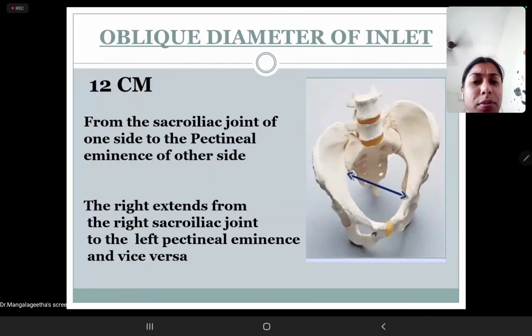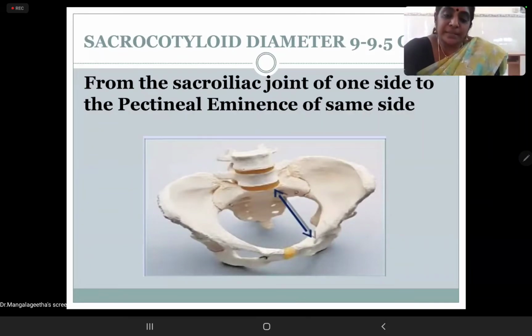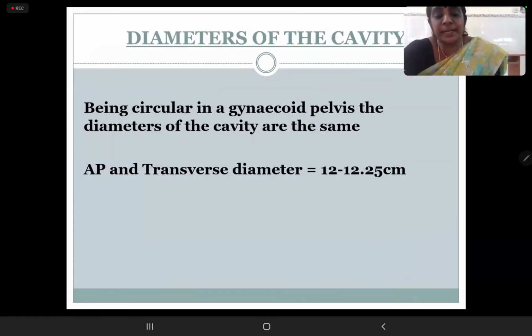Then the oblique diameter. The oblique diameter is from one sacroiliac joint to the iliopectineal eminence of the opposite side. But the sacrocotyloid diameter differs from the oblique. Here it is the distance from the sacroiliac joint of one side to the iliopectineal eminence of the same side. So this is the difference between the oblique diameter and the sacrocotyloid diameter. Now the cavity: the diameters of the cavity are almost the same because the cavity is circular, around 12 to 12.25 centimeters.